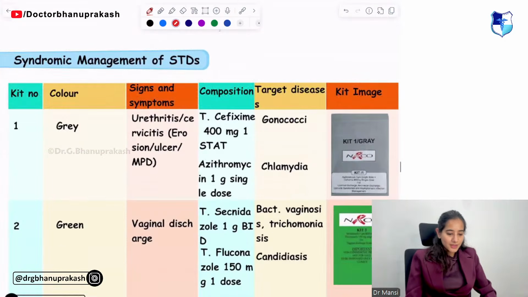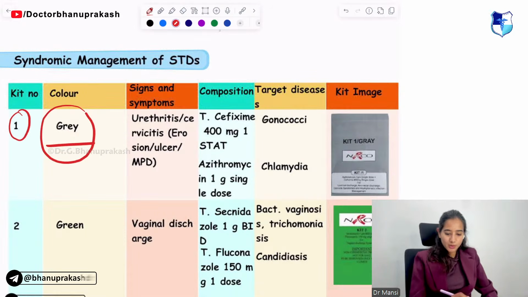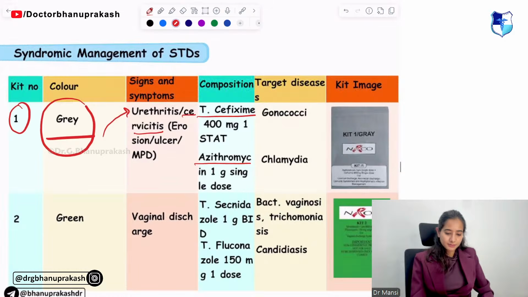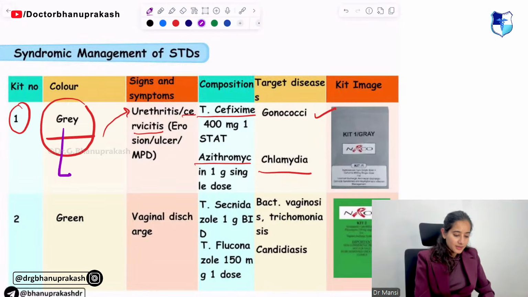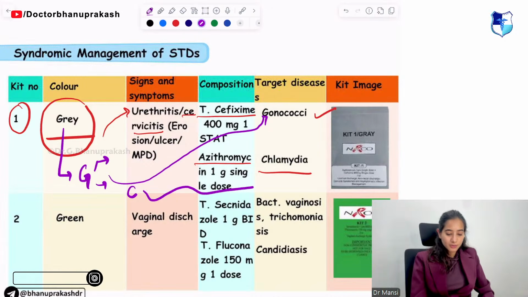Okay. So these kits, the gray kit is kit number 1. And what does it have? It is to be given in urethritis or cervicitis cases. And this has cefixime, azithromycin, the stat doses of everything. What is the target disease? It is gonococci and chlamydia. Now, the trick to remember is that it is a G, and with a G, you can remember gonococci, and you can make a C out of a G, you remember chlamydia.